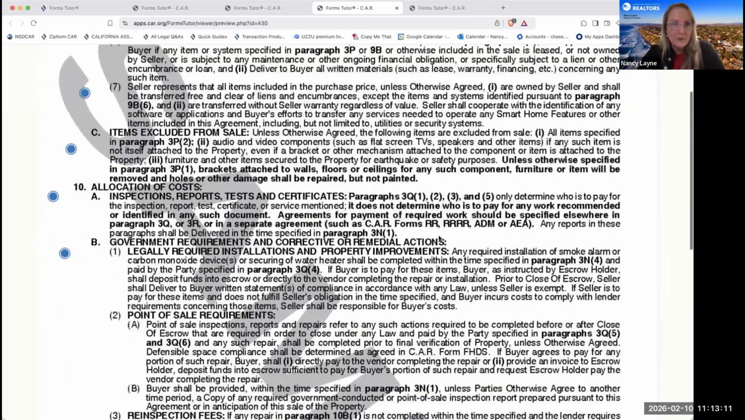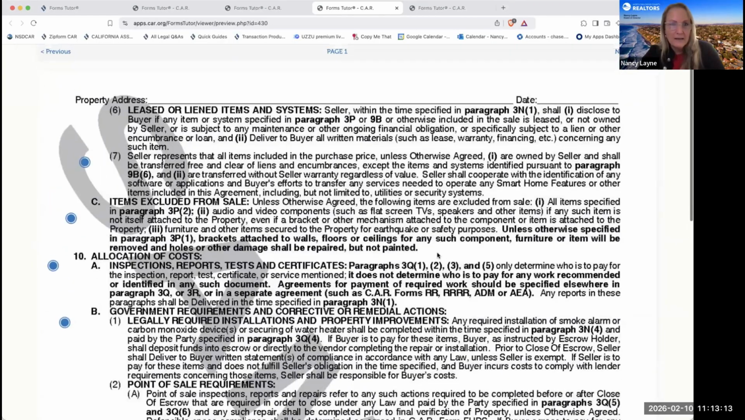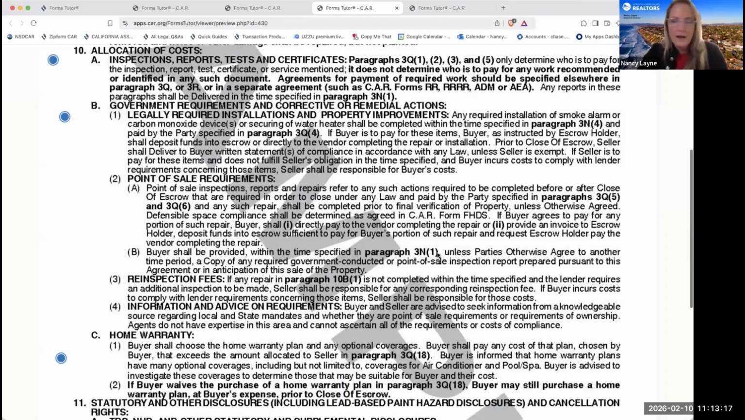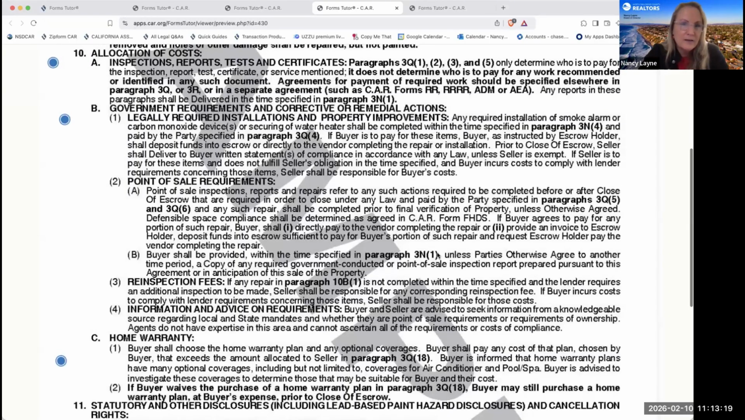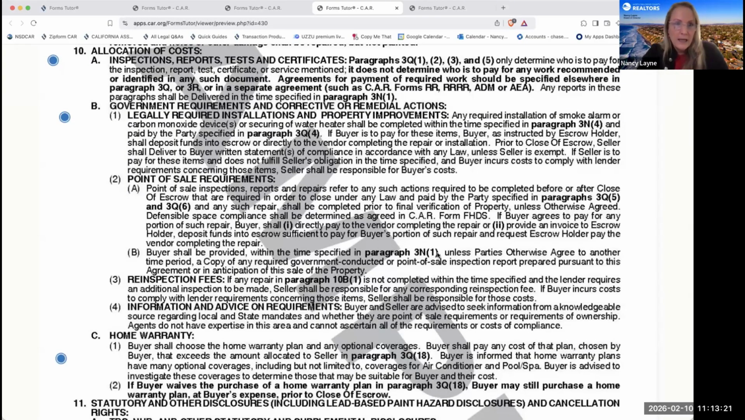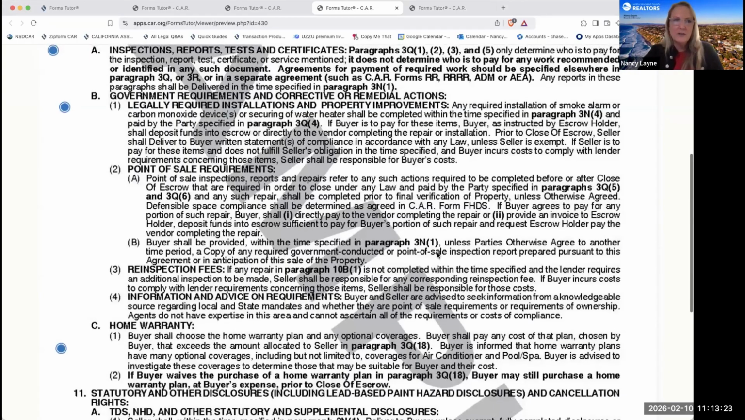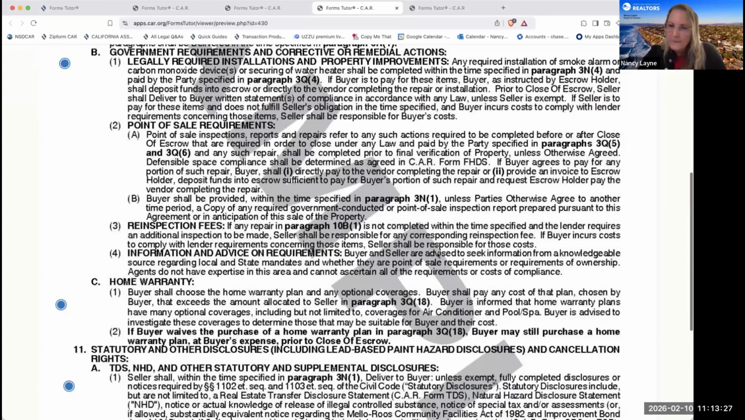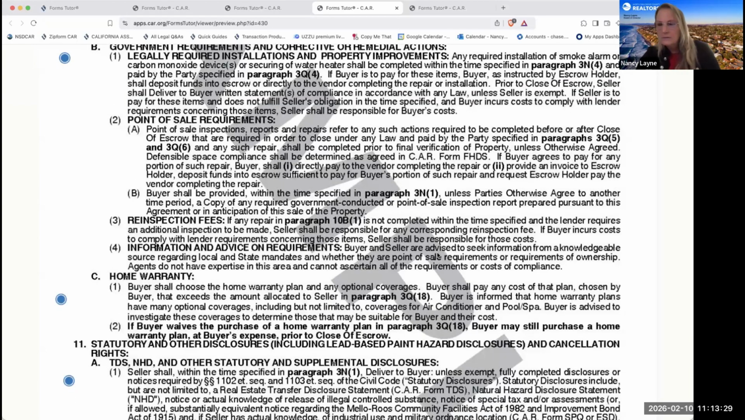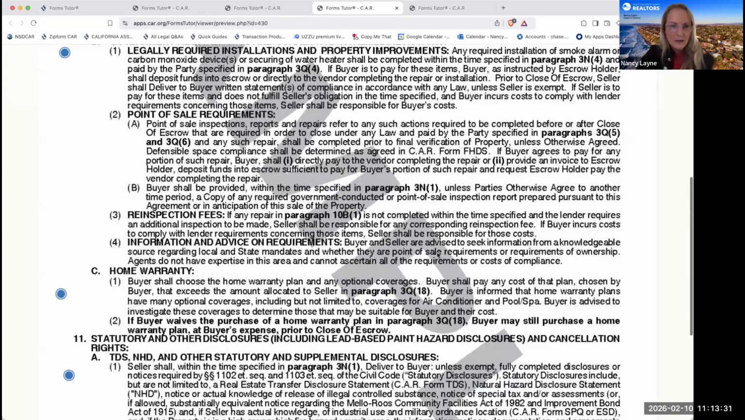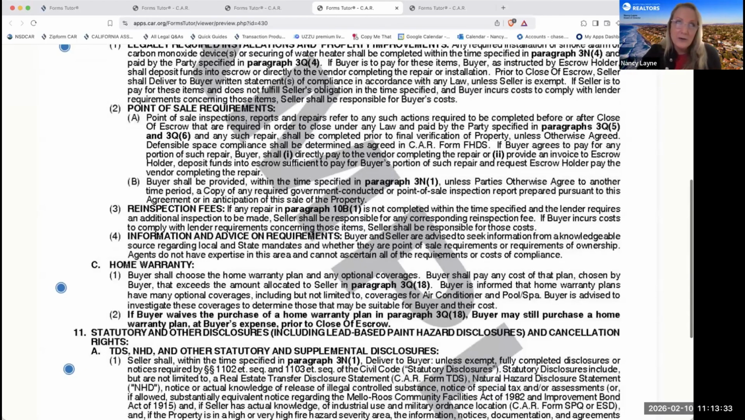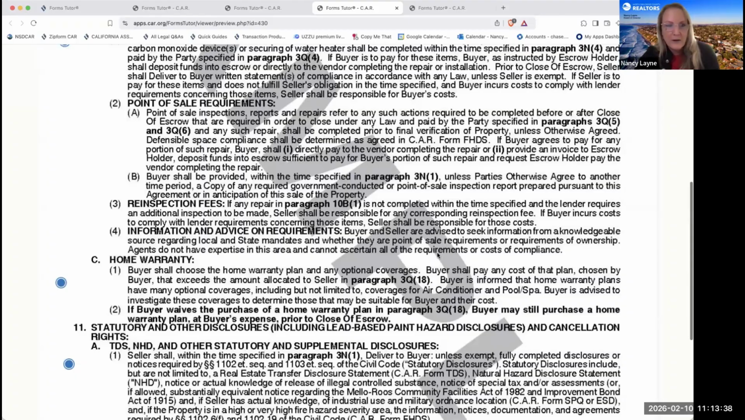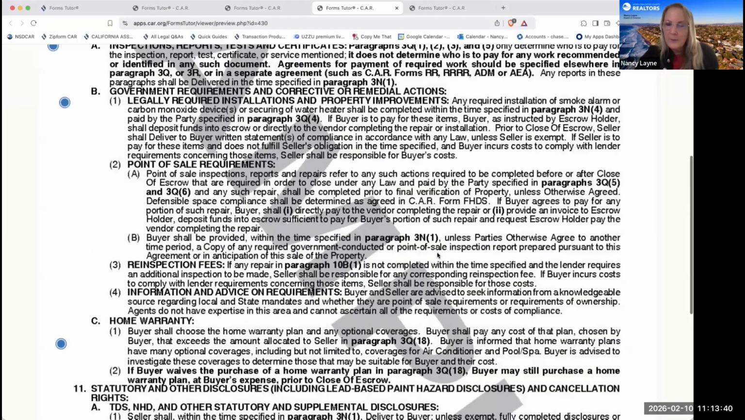Trying to get through this so we can have some questions. Leased or liened, we went through that. A lot of that is escrow. Solar. Inspections, reports, tests, and certificates. Again, I clarified with regard to if you have an appraisal, the seller is entitled to a copy of that appraisal if you cancel for the appraisal. Otherwise, they are not. Everything else you have to give a copy of to the seller.